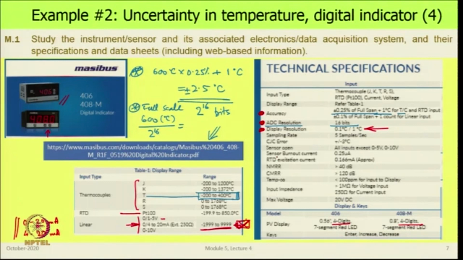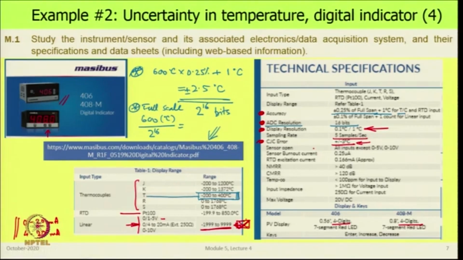Then there are many other specifications given here, like sampling rate, 5 samples per second. So, in every 12 seconds, it can take a reading. Then cold junction compensation error plus minus 3 degrees Celsius. So, this is another thing we could look at: if our cold junction is an ice point, it will not give this problem. But if we do not have an ice point and we rely on the cold junction in the device, then we are looking at yet one more source of error.